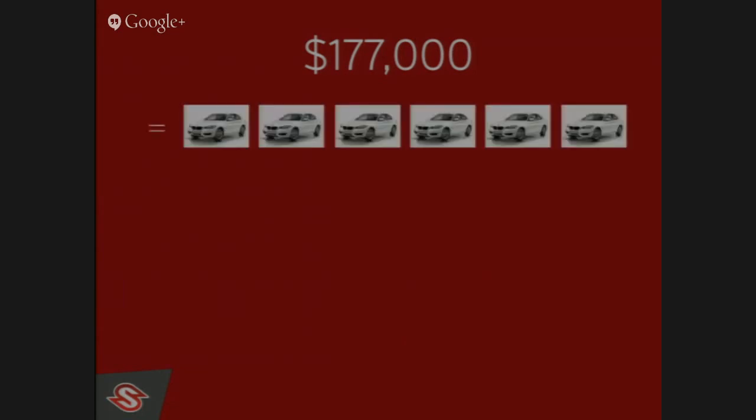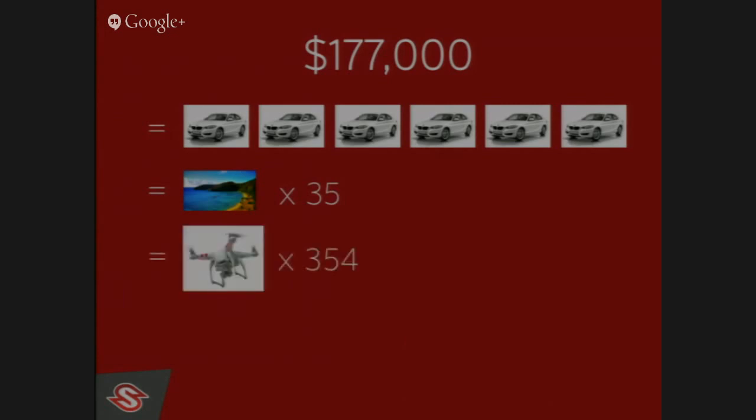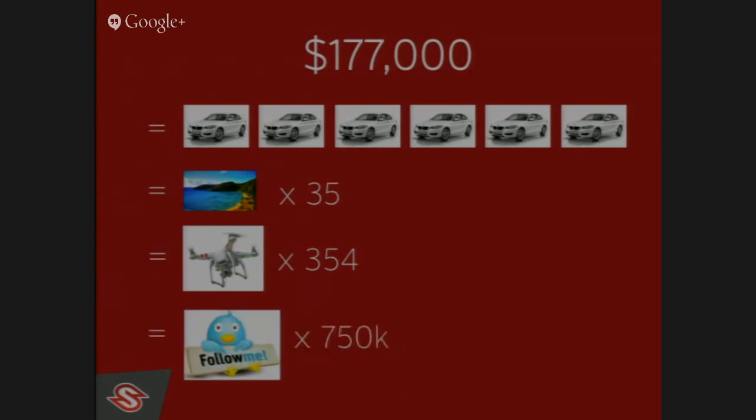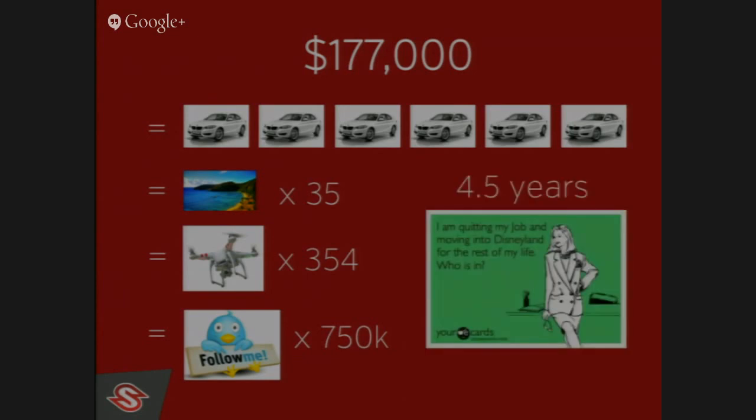What I hope to do tonight is share a little insight about how to manage the interactive development process so that you don't make those mistakes yourself. Just to put this number in perspective, that would be 6 brand new BMWs, 35 Hawaiian vacations. I'm into drones. I could have bought 354 drones worth $177,000. I could have purchased 750,000 followers on Twitter. Or my personal favorite, I could have spent 4.5 years at Disneyland every single day with that amount of money.